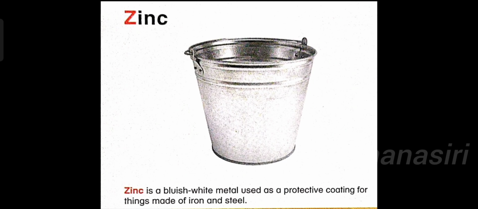The next one is zinc. Zinc is a bluish white metal used as a protective coating for things made of iron or steel. So there are many metals like gold, silver, aluminium like this. Zinc is also one of the metals. Okay. So another word is Z for zoo. Maybe.